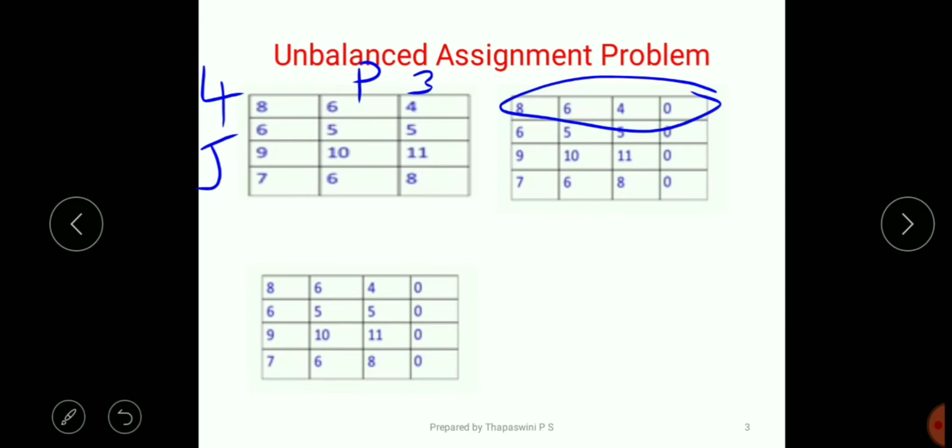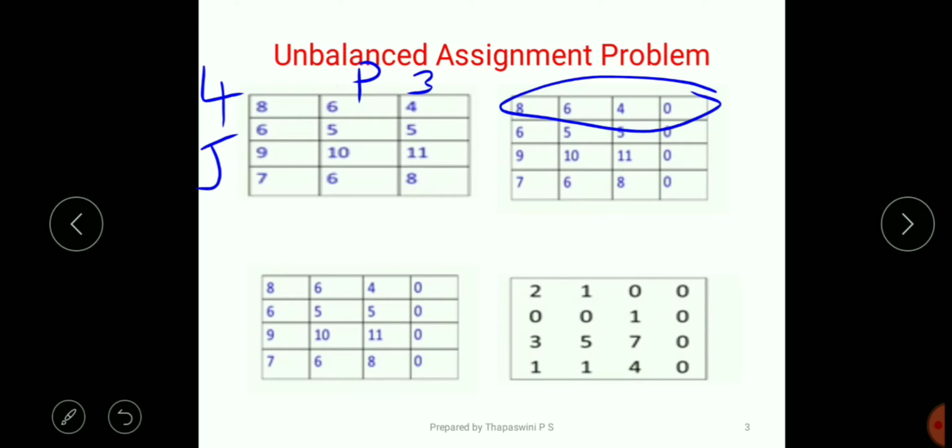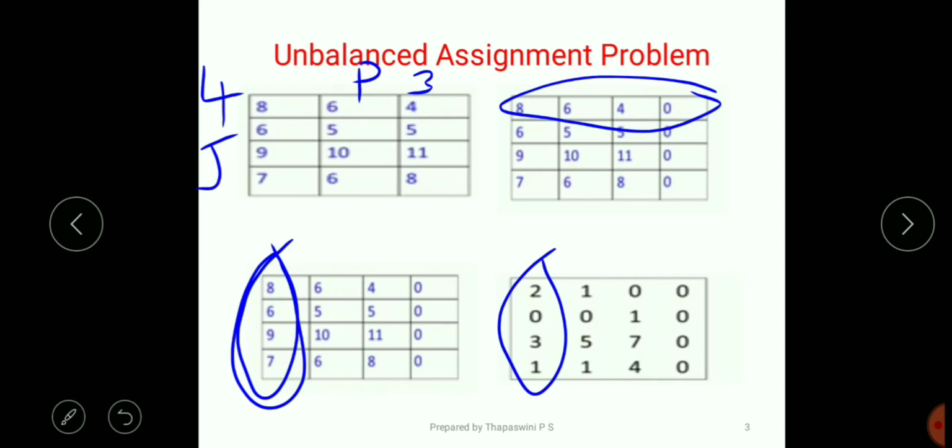Next, after doing row minimum, we perform a column minimum, that is, identify the minimum element in each column and subtract the minimum element from all the elements of the column. So if you consider the first column, the minimum element is 6 here, so subtracting 6 from all the elements of the first column, we get 2, 0, 3, 1.